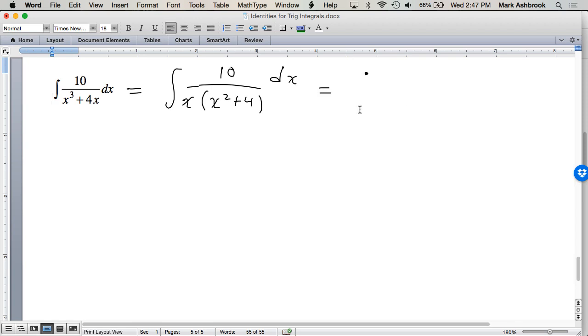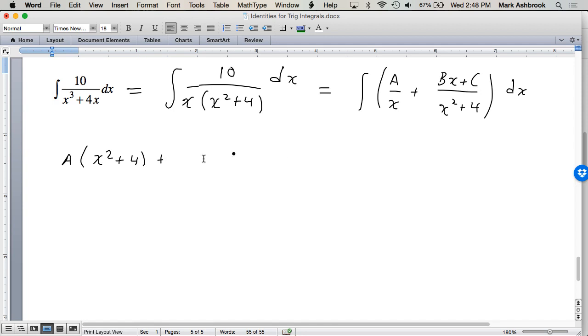So here we go. We're going to have a over x. Now, this is a true quadratic because it's not a linear term squared. You can't factor that. It's stuck as a quadratic. So that's when we do the one less: bx plus c is a generic linear term. Everything else is the same. The numerator will be a times x squared plus 4, and then maybe bx plus c times an x, and that's going to equal.